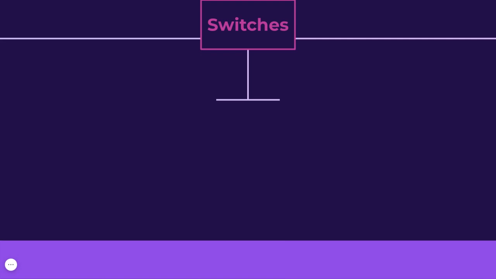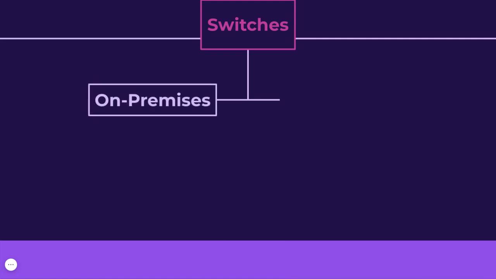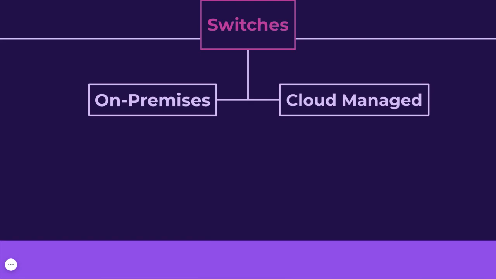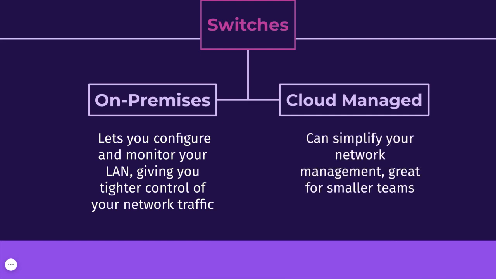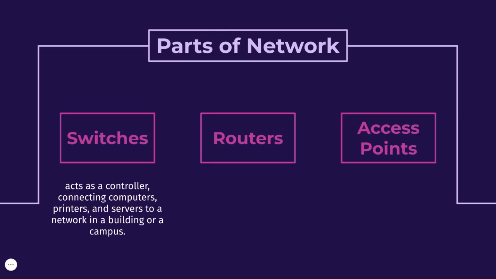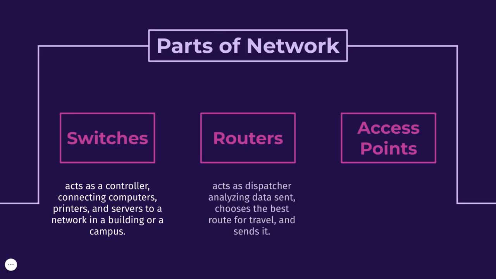There are two basic types of switches to choose from: on-premises and cloud-managed. A managed on-premises switch lets you configure and monitor your LAN, giving you tighter control of your network traffic. A cloud-managed switch can simplify your network management through a simplified user interface, multi-site full-stack management, and automatic updates delivered directly to the switch.